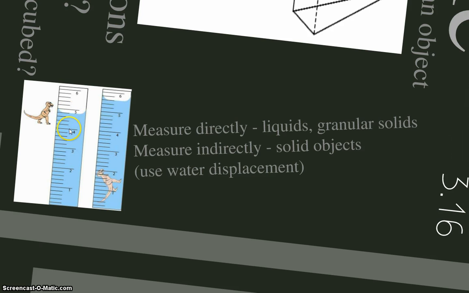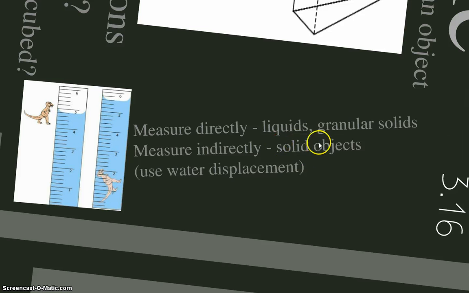So in this case, it would be 4.1, 4.2, 4.3, 4.4, and it's right on the line, so we estimate one more digit. So this would be 4.40. I'm going to guess these are milliliters. So 4.40 milliliters of water. Okay, so that's pretty easy and direct using a graduated cylinder.